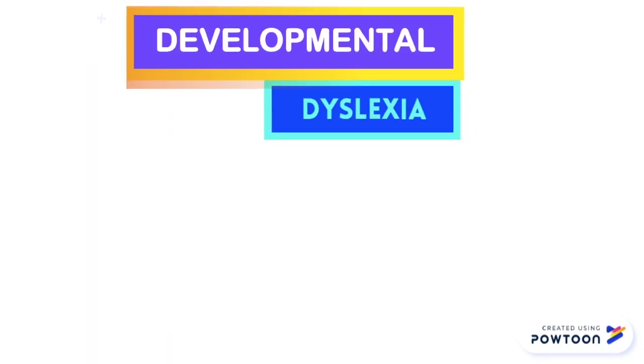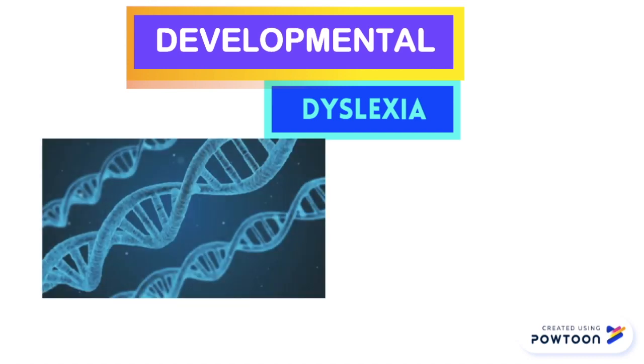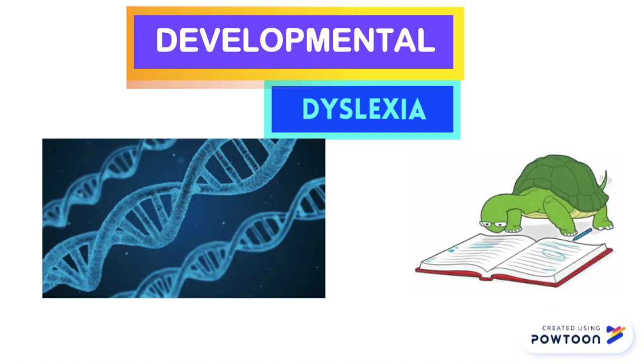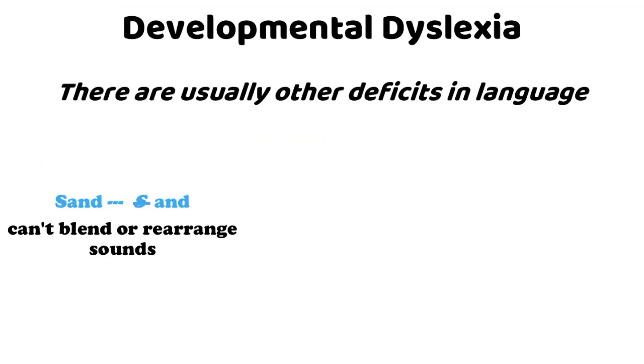Developmental dyslexias appear to have a genetic component. Some children have great difficulty learning how to read and never will actually become fluent readers, even though they're otherwise intelligent. With developmental dyslexia, there are usually other deficits in language, for example, phonological awareness, which means they can't blend or rearrange sounds. So they wouldn't be able to understand that if you take the S from "sand", you'd be left with the word "and".